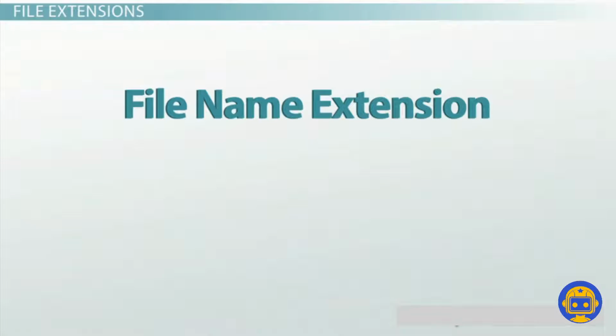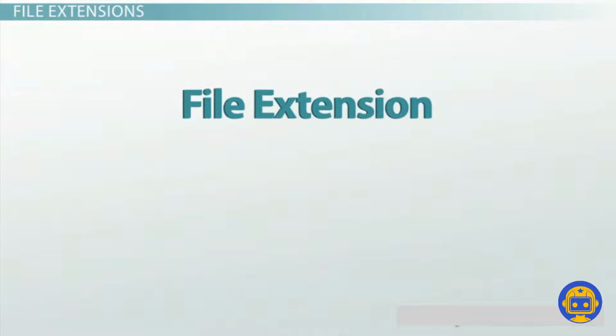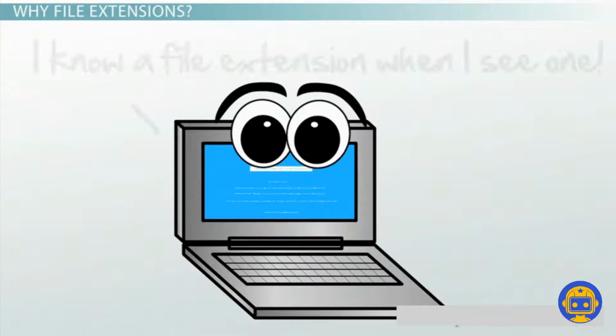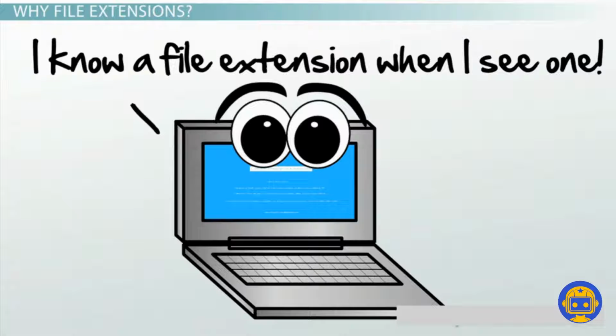A file name extension, or file extension for short. A file extension is part of the file name and uniquely identifies the type of file, also referred to as the format, so that the operating system, or OS, of a computer can recognize the file type.